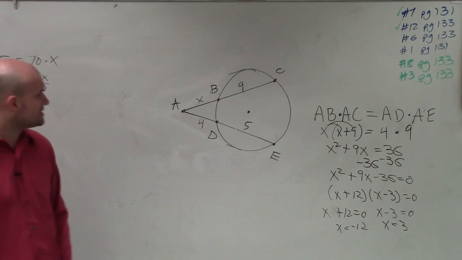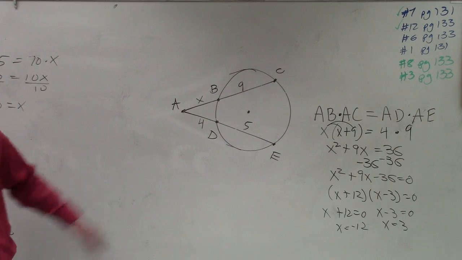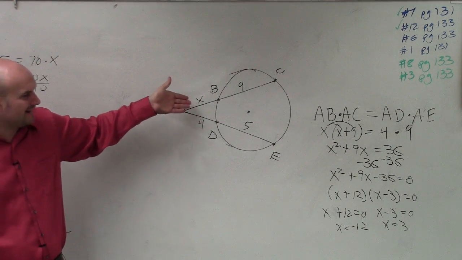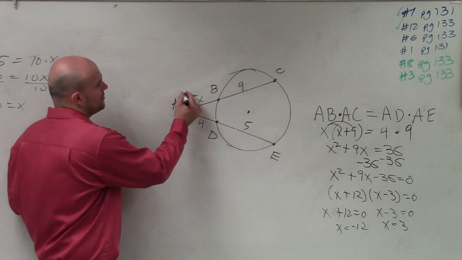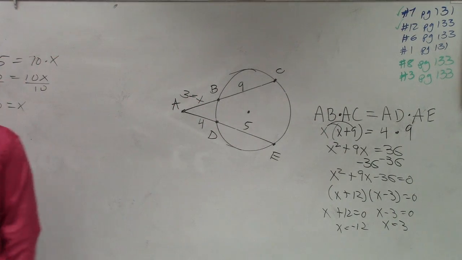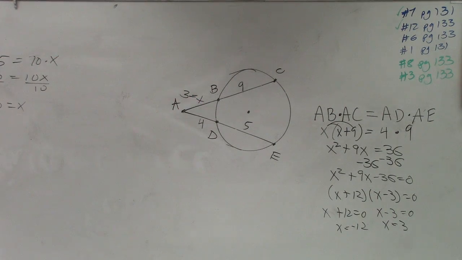So therefore, you guys can look at our example of this. Obviously, this distance cannot be a negative, so x is going to equal 3. All right? And that is how you solve the problem.